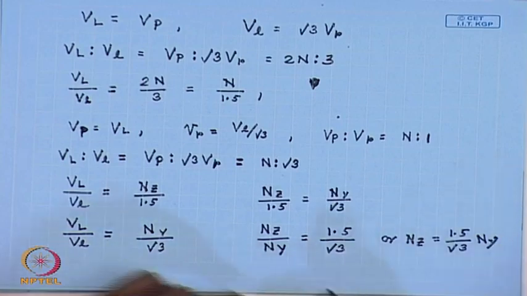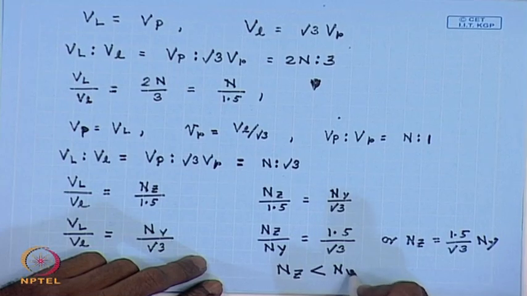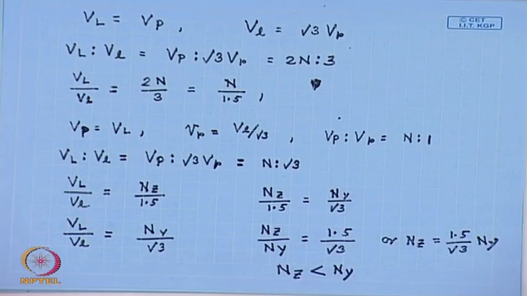In other words, n_z will be less than n_y, which shows that for the same line voltage ratio, if we use a zigzag star connection on the secondary side, then the number of turns on the HV side can be reduced. So, that gives a cheaper transformer. So, that is why sometimes it is preferred.